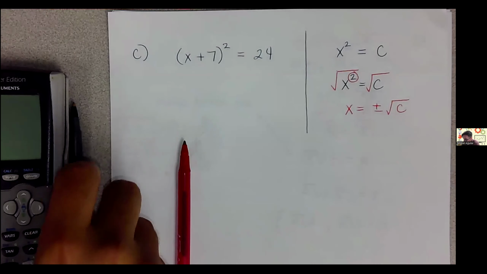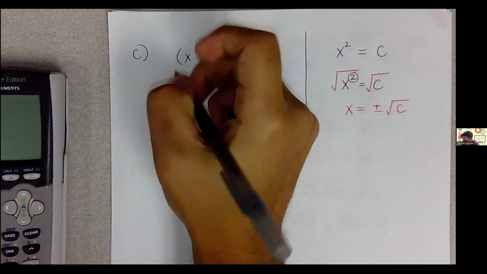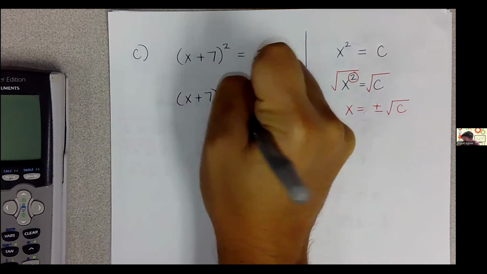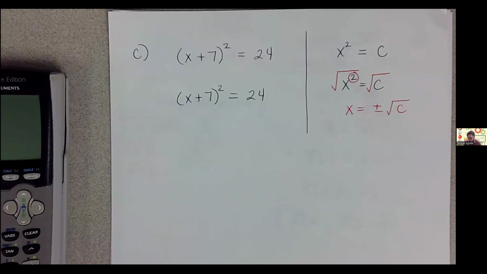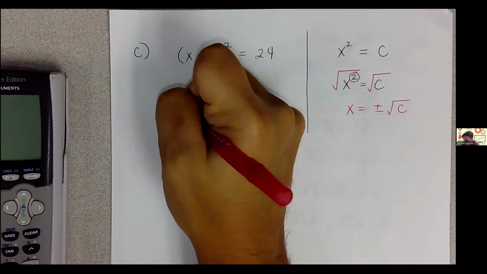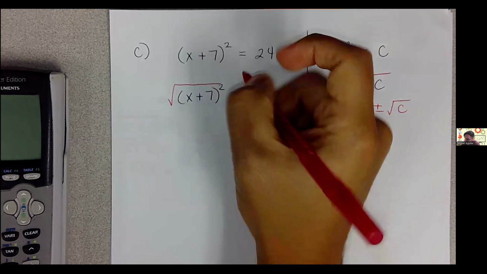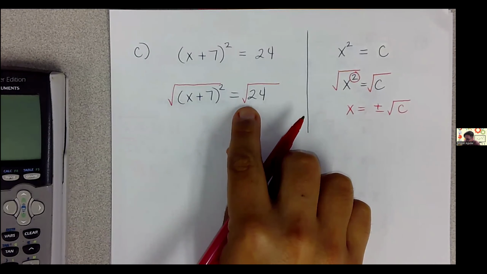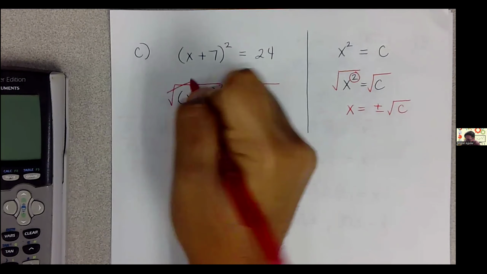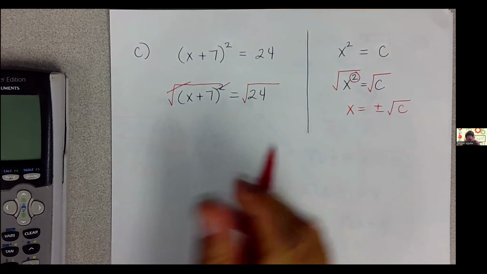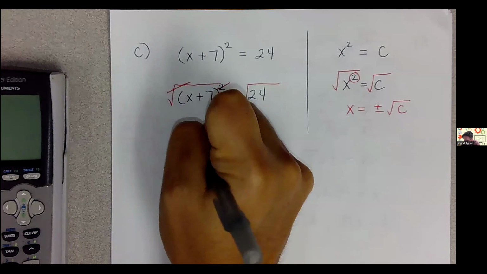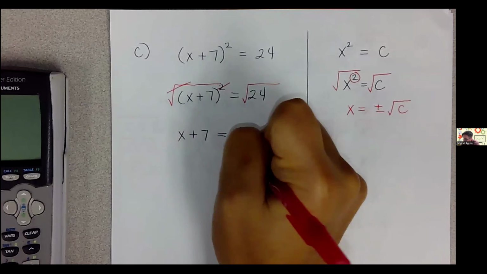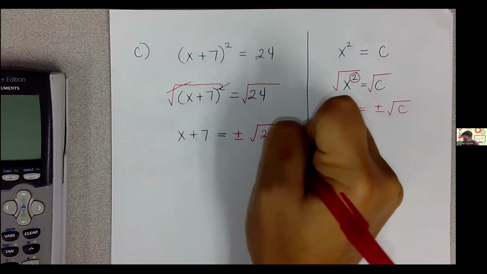I'm going to rewrite this problem so that you can see the original without me writing over it and adding a bunch of other symbols into it. We're going to apply the square root property by simply taking the square root of this big thing and the square root of this. So we applied the square root to both sides. The square root cancels out the second power, and so what we'll be left with is x plus 7 equal to, can't forget this, plus or minus the square root of 24.